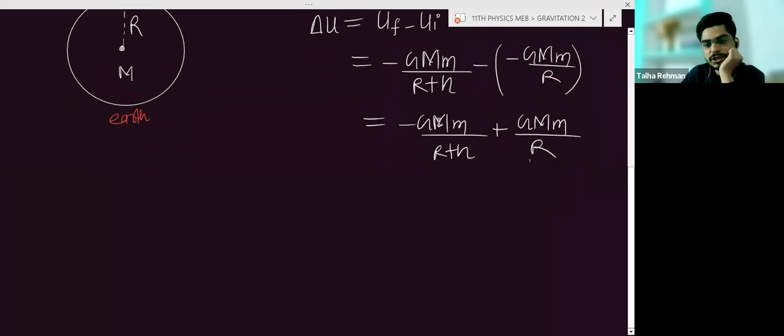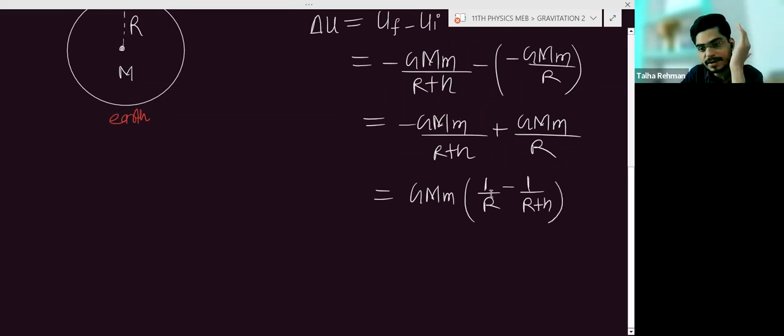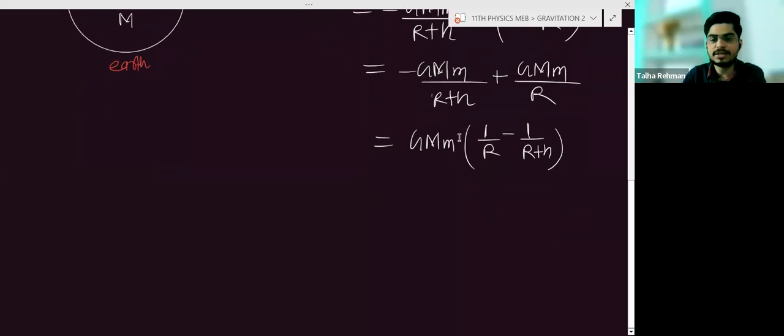So you can take common G M m, you can take common G M into small m. So you will have 1 upon r minus 1 upon r plus h. So don't confuse here, this is plus 1 by r I have taken here, this is minus 1. When you take this term common, here it will be minus 1 by r plus h.